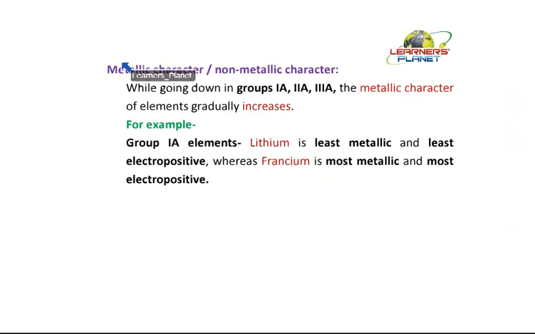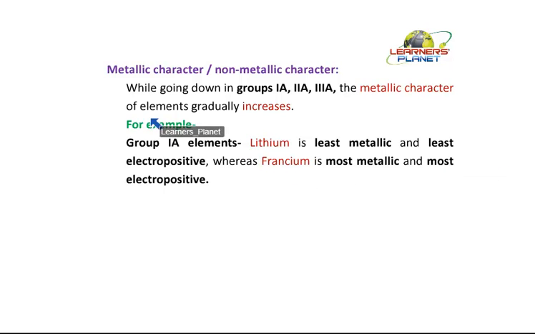Now moving to the next property, that is the metallic character or the non-metallic character. Now students, what is a metallic character? I'm not talking about the physical properties that metals have: luster, a shining surface, being sonorous, and being good conductors of electricity and heat. But I'm talking about the chemical property due to which they have these physical properties. That is, metals are electropositive in nature. Electropositive means they can easily lose electrons. Electronegative means they can gain electrons.